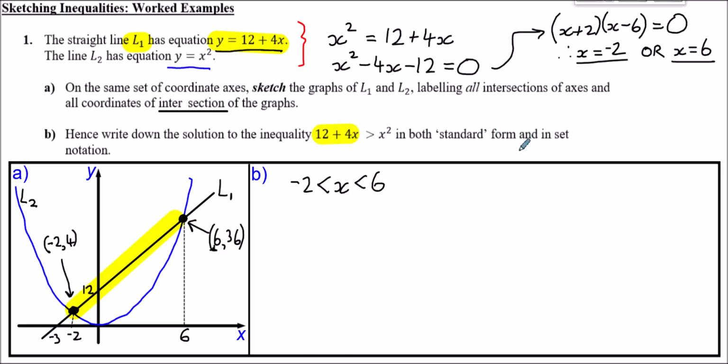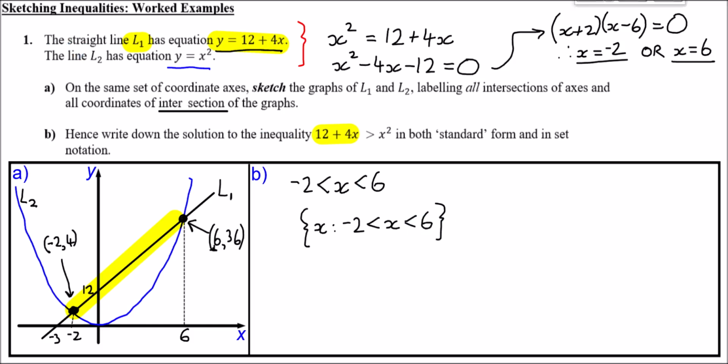And just as an opportunity to remind ourselves of how set notation works, we write this as x such that x is in between -2 and 6.